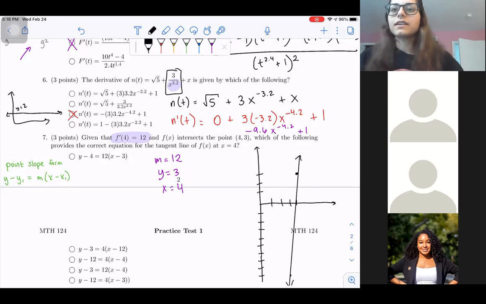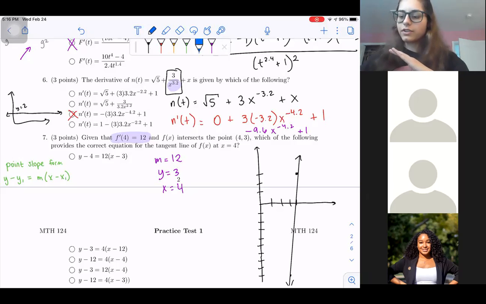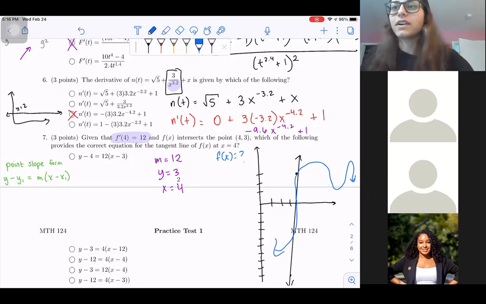Okay, so remember, this is not the equation of the original function. We don't know f of x. This is not f of x. This is just a tangent line. And remember, a tangent line is just the line through a point that matches the derivative at that point. So our original function could be, we don't know. We don't need to know f of x. Just don't get the tangent line and f of x confused.